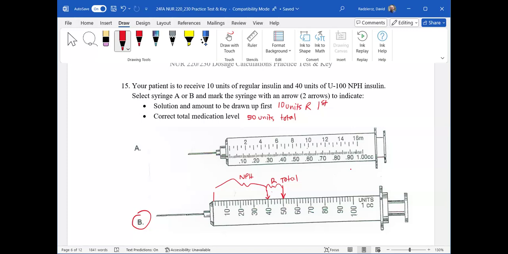In reality, that's not how that works. But in a hypothetical vacuum environment where the liquids don't mix, then your 10 units of regular insulin is right up against the 50, and then the 40 units is the NPH. Again, I don't make those rules. I'm just letting you know that that's how they want you to mark the syringe. Okay.